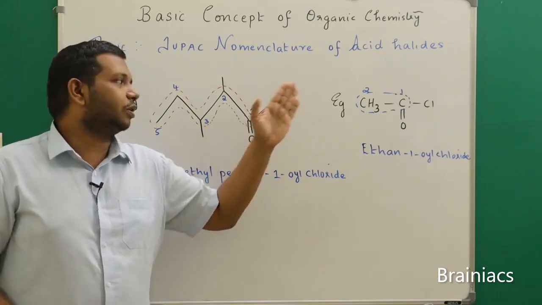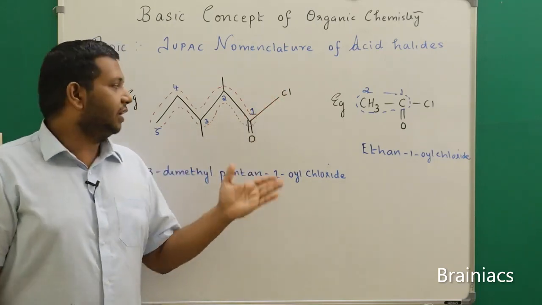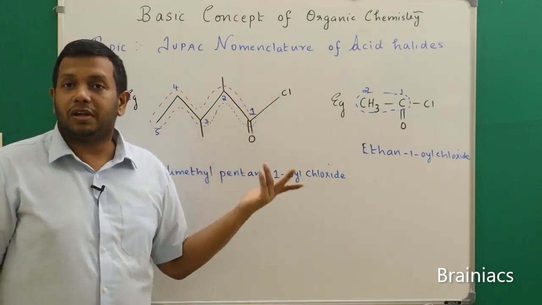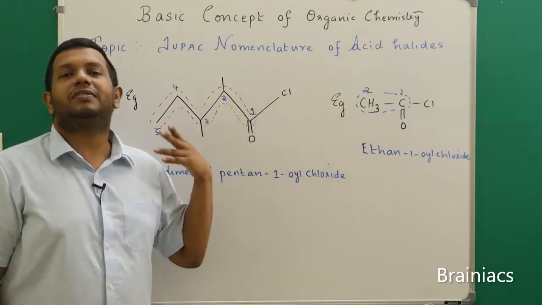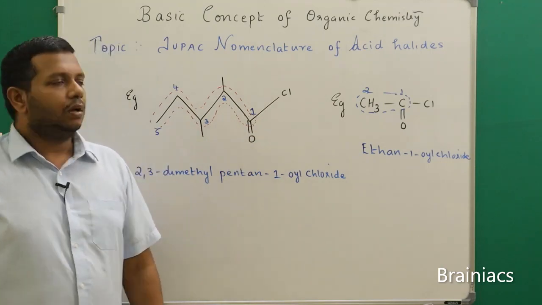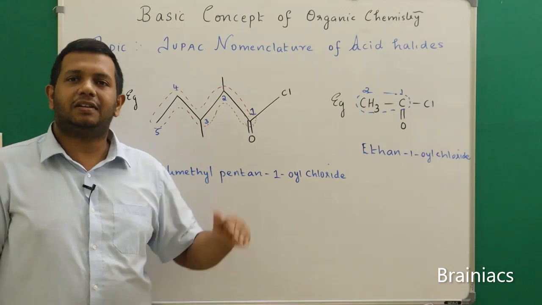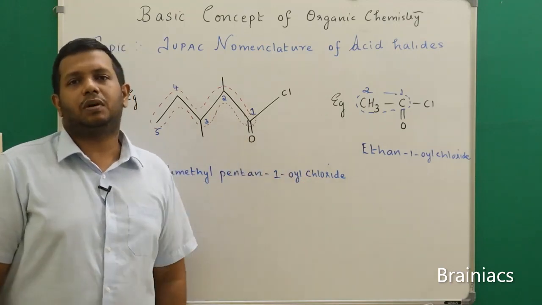Every time I have put chlorine here, but it can be bromine coming. In that case, we say bromide. It can be fluorine coming; you will say fluoride. If it is iodine, you will say iodide. So I hope you understood the IUPAC nomenclature for acid halides. Now we will go to the next group.